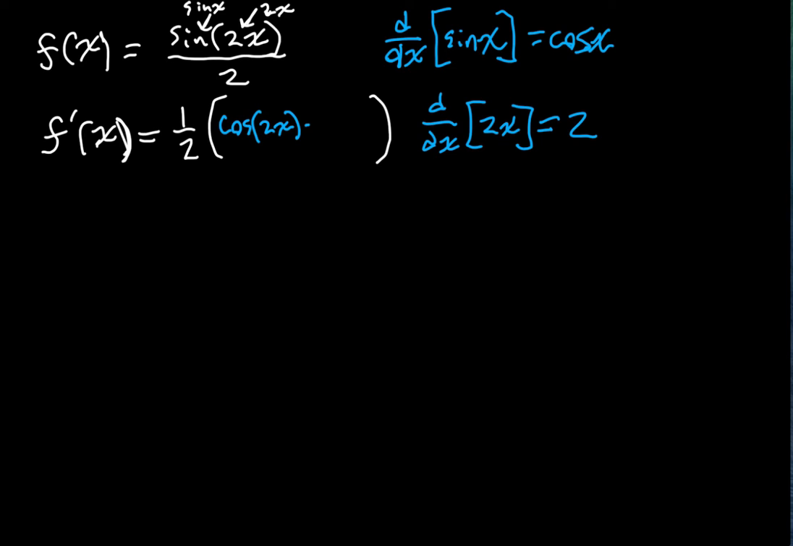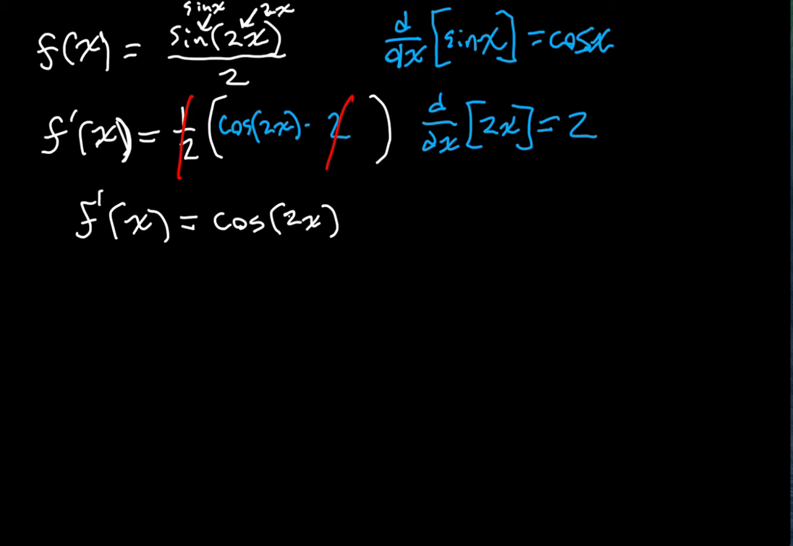Just think of it visually, right? That's a linear equation. It's going to have a constant slope of 2. So we're multiplying this by 2. Now, we can just cancel the 1/2 and 2, and we just get that f prime of x is equal to the cosine of 2x.